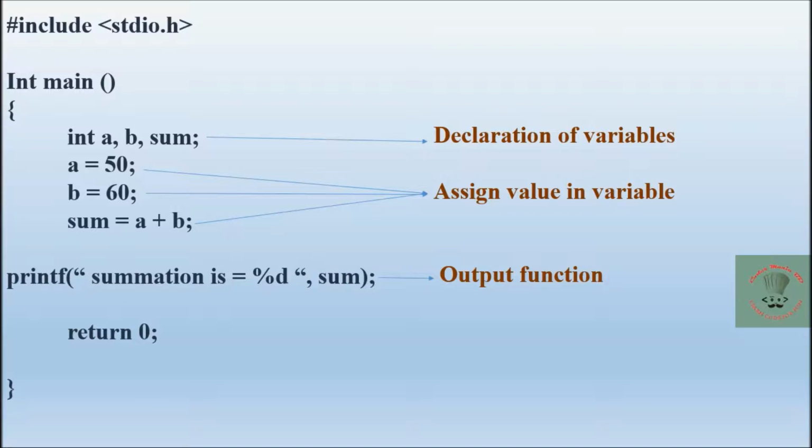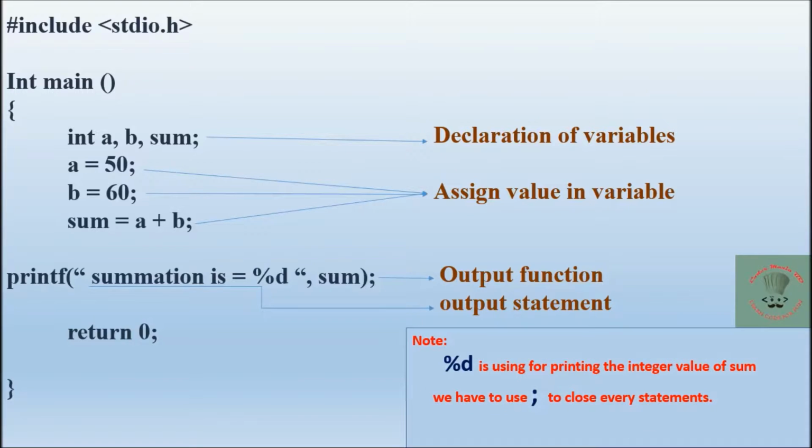Now we want to get the result. For that we use printf for getting output, and this is the output statement. We have to write it between the quotation marks, and this is the note. We have to use %d for printing the integer value, and we have to use this sign, the semicolon, to close every statement.